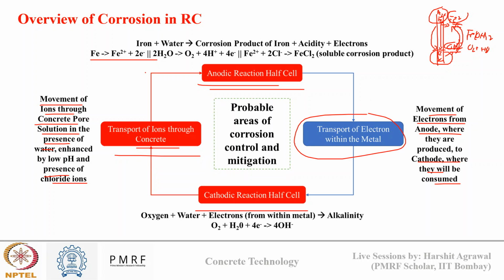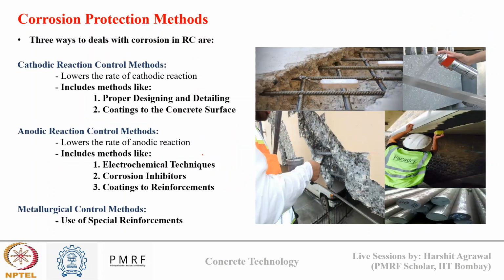So probable areas where we can control corrosion or mitigate corrosion can be either controlling the anodic reaction or controlling the cathodic reaction rate, or slowing down the movement of ions through concrete cover. Okay, so on a broader scale, there are three ways to deal with corrosion. Okay, first is the cathodic reaction control method, which is to lower down the rate of cathodic reaction, and this includes proper designing and detailing of cover concrete or coating the concrete surface.